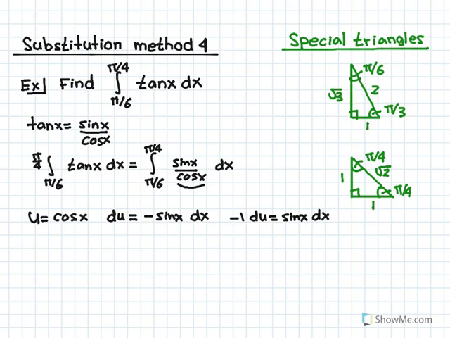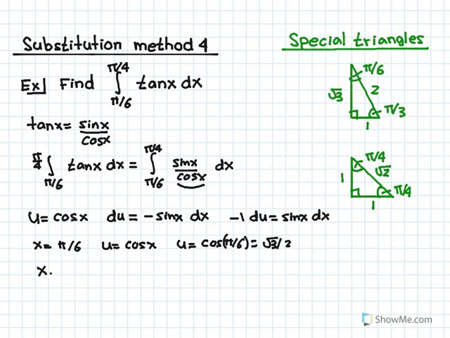We need to change the limits. So let's change the x limits to u limits. X equals pi over 6. We plug that into u is equal to cos x, and we get u is equal to cos of pi over 6. Cos of pi over 6, we can get that from the special triangle. That's going to be adjacent over hypotenuse. That would be root 3 over 2.